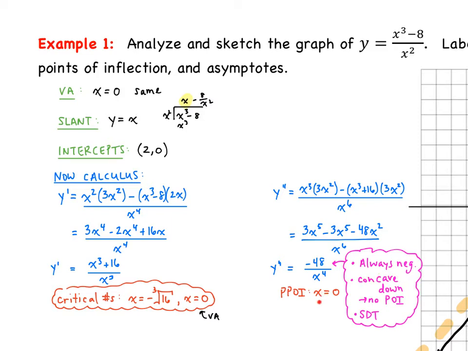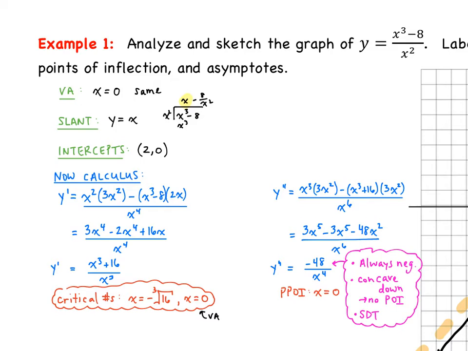Now, a possible point of inflection is x equals 0 because the denominator is 0. That would be where our function's undefined. Okay, now since we're always concave down, we know we have no point of inflection. Okay, now we can use the second derivative test because our second derivative was easily found.